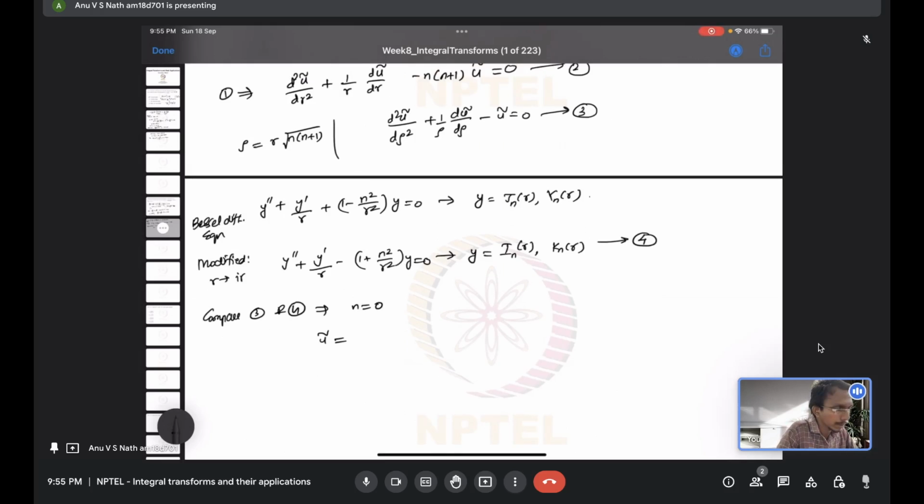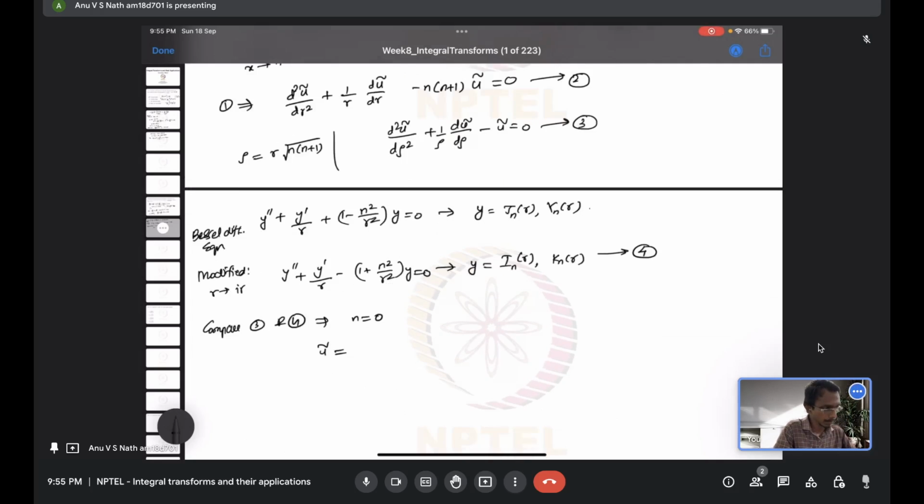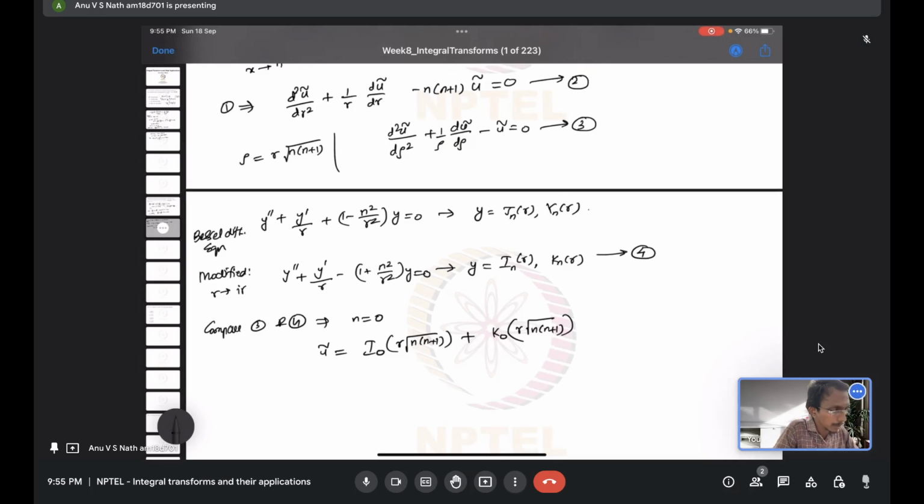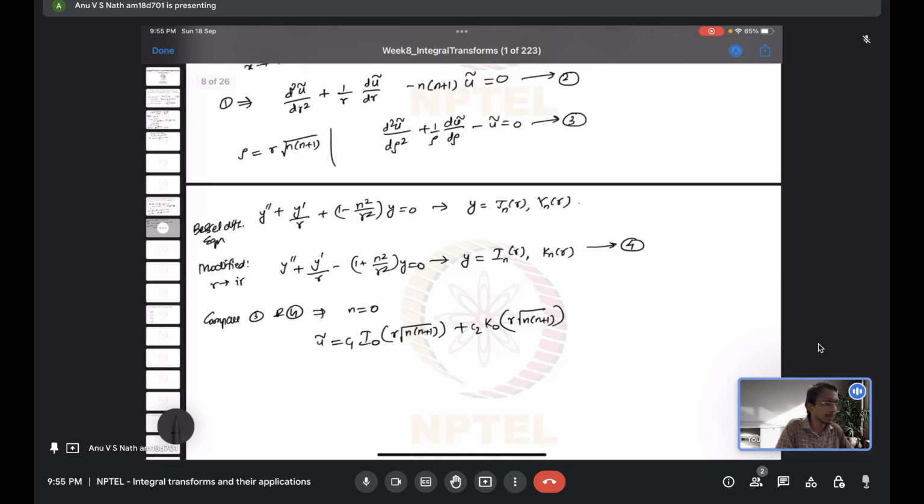So then the solution u tilde will have two solutions, I_n and K_n, but n is 0, so you have I0 and K0, but the parameter is not r but rho, right? So which is r times the square root of n into n plus 1, and similarly we will have K0 of r times the square root of n into n plus 1, which is basically rho. I'm writing in this format. A linear combination of both is needed, C1 and C2, because it is a homogeneous equation. Equation 3 is a homogeneous equation. We don't have any extra part. This is the solution.